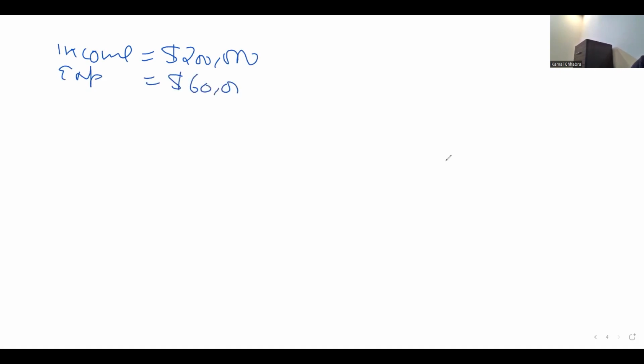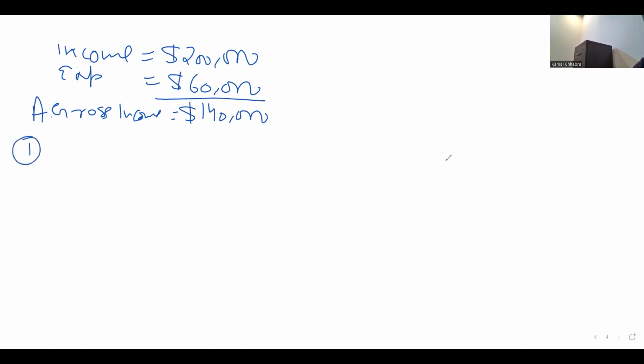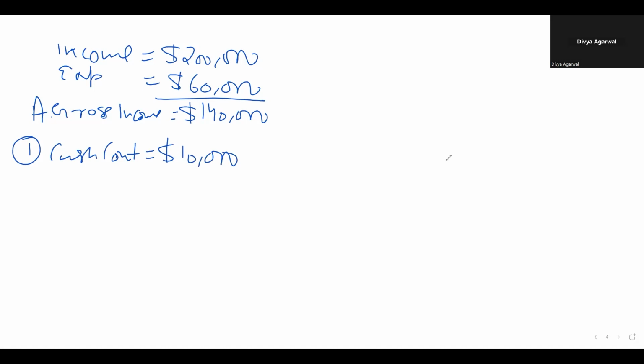Adjusted gross income. For example, the income is $200,000 and the allowed expense is $60,000. So your adjusted gross income is $140,000 for the year. In the first scenario, you have made a cash contribution of, let's say, $10,000. In the second scenario, you have donated $500,000 in cash.